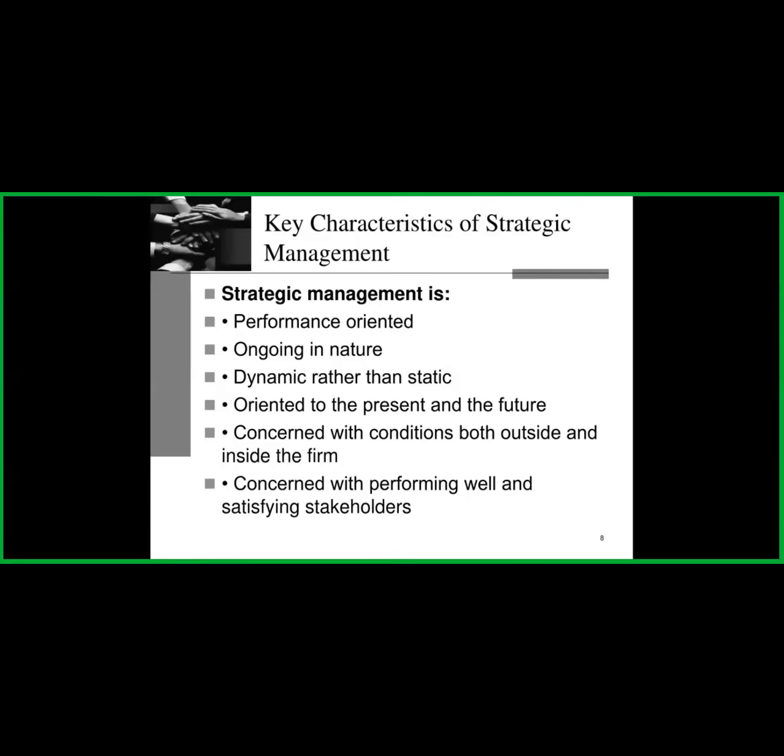So that's the reason why it is called ongoing in nature, then dynamic rather than static, that we have just discussed. Strategic management is oriented to the present and the future. That also we had discussed under the four levels of strategy, that it talks about the present as well as the future. Under that we had discussed why the daily performance or daily output of the employees, or productivity of the employee, is recorded, measured, or calculated.